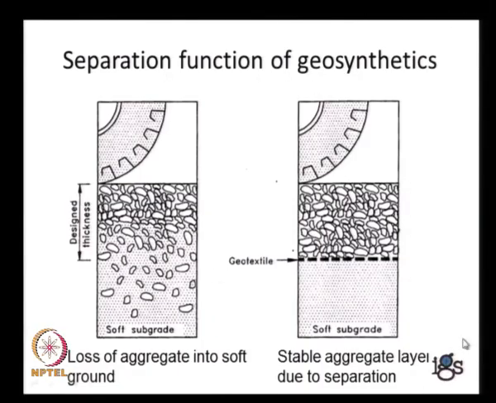The same separation function is illustrated better here. This particular slide is from the International Geosynthetic Society website. Without a separator, the stone aggregate just slowly disappears into the soft subgrade, whereas if we have a geotextile layer or a geosynthetic layer as a separator, the integrity of this layer is preserved, and it stays for a much longer time. It provides a very good base for the pavement.